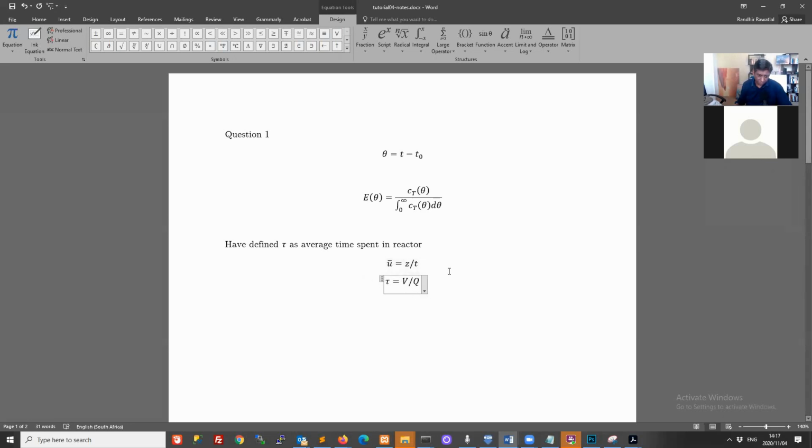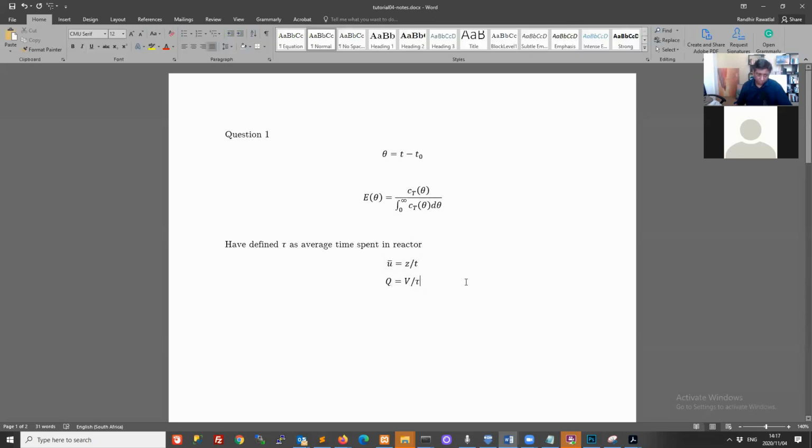So if you like, there are analogs here. And in fact, let me write that a bit differently. I should write the tau down here and the Q here. So your volumetric flow rate is like your velocity analog, and then the volume is like your distance analog. And then the time taken is your space time here. So that's something we defined kind of loosely.